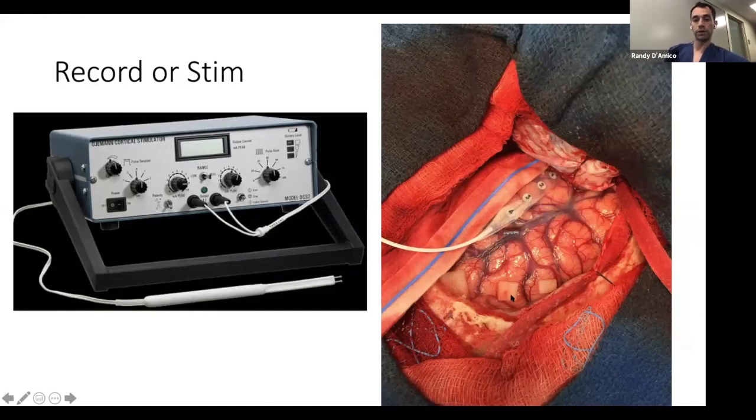The motor strip typically runs down here, right? Language areas, Broca's classic, even though we don't like to use that term anymore, would be here. And then the supramarginal gyrus and Wernicke's area would be over here. And in the white matter tracts is all the connections for speech. Typically we use recording for language, we use recording for motor, and then seizures, something called ECoG, where we can monitor reductions or increases in seizure activity in the brain while we operate. And that helps us for a lot of reasons.